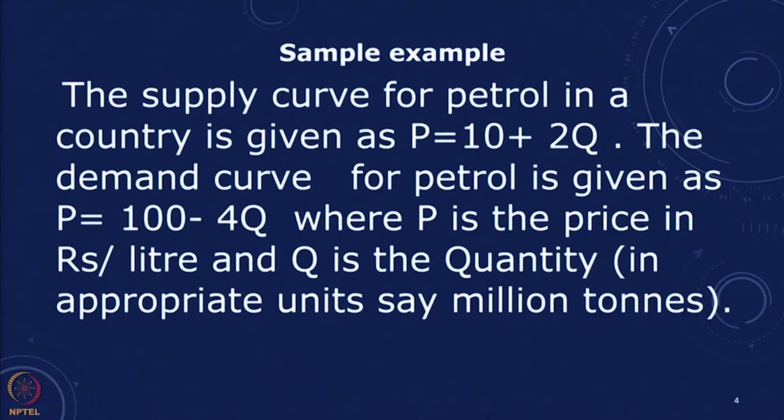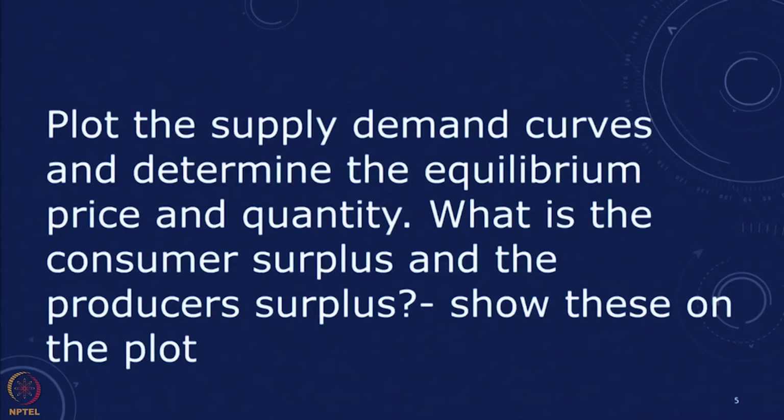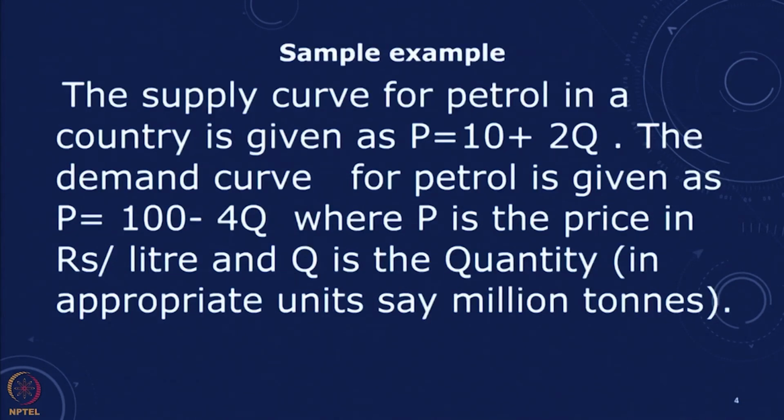This is an aggregate demand curve, so the q would be for the country as a whole, maybe in terms of some millions of liters or millions of tons, but we will just look at it as a physical unit, and P is the price in rupees per liter. So the question which is asked is: plot the supply and the demand curves and determine the equilibrium price and the quantity, what is the consumer surplus and the producer surplus, and show these on the plot. So let us just do this.